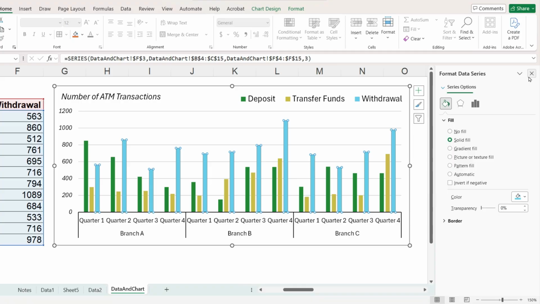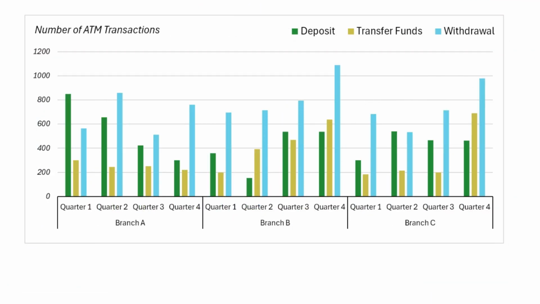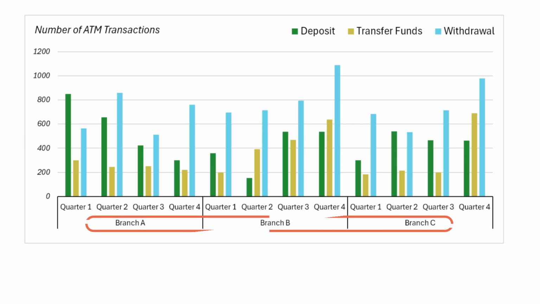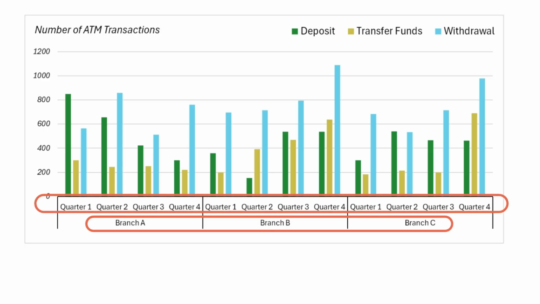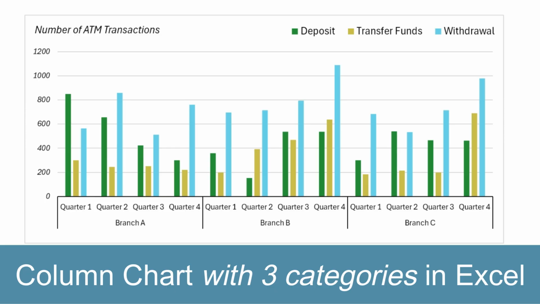This column chart was created in Microsoft Excel. It visually displays the number of transactions by 3 categories. 2 on the x-axis, the ATM location and quarter, and the third category is the type of transaction, which is represented by the different bar colors and is shown in the legend. This design is a great option for presenting a lot of information nicely organized in one chart.